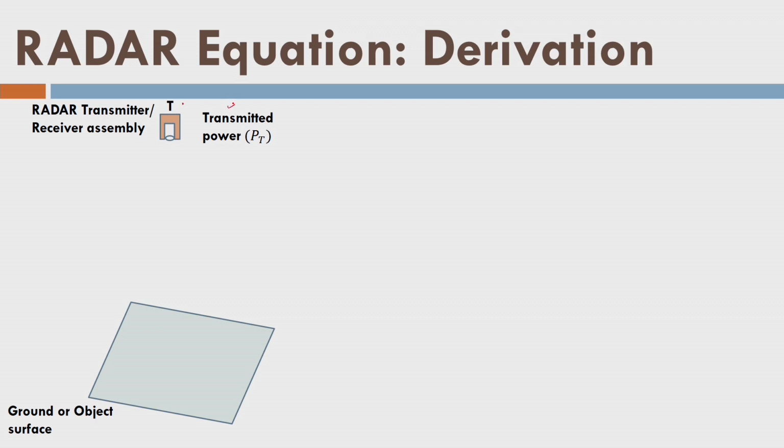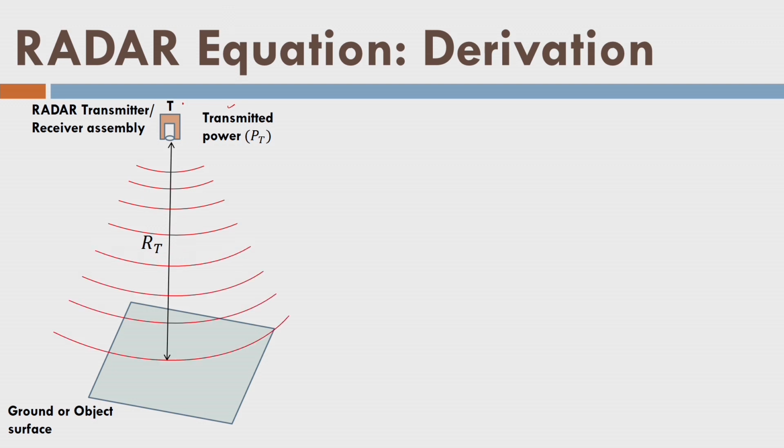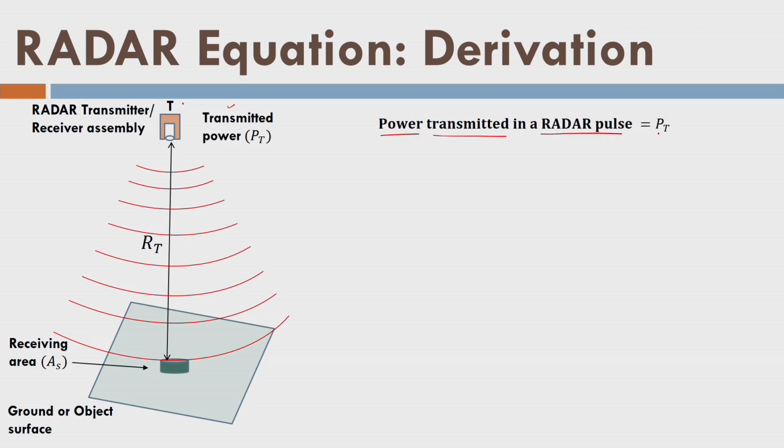The transmitter is transmitting power Pt, and this is the distance between the transmitter and the ground surface, or the surface of the object, equal to RT. The transmitter has transmitted the pulse or the signal in the form of a wavefront. So wavefronts are reaching towards the surface of the earth like this, and the radius of the wavefront becomes RT. Let us say there is a target that will reflect or backscatter, with area AS, and the power transmitted in a radar pulse is equal to PT.